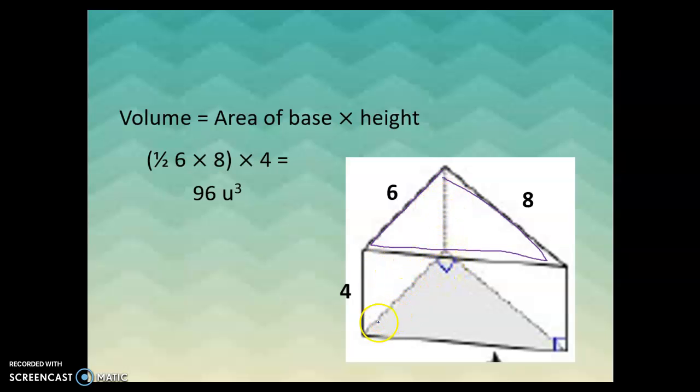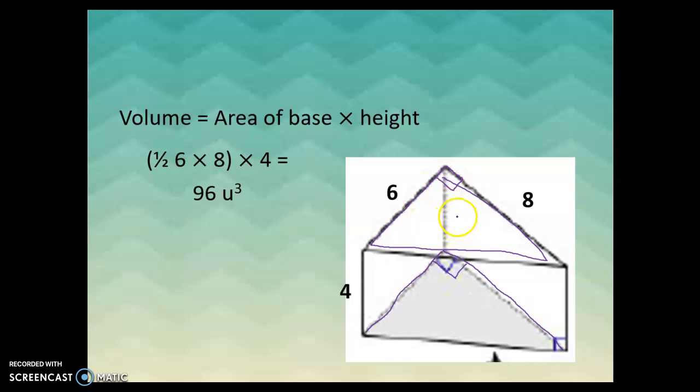Now, it's kind of difficult to see here, but the base of this prism is a right triangle. That is a right triangle, which means we don't need to worry about the altitude of the triangle or anything like that. We can just use 1/2 base times height because of that right angle there. So we're going to plug in our numbers to find the area.